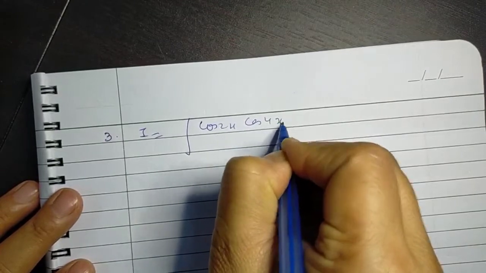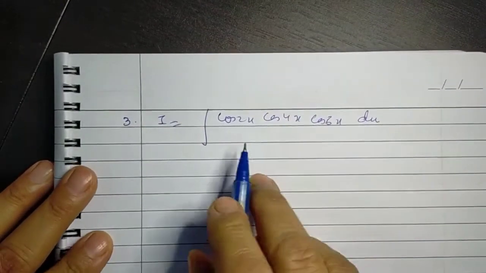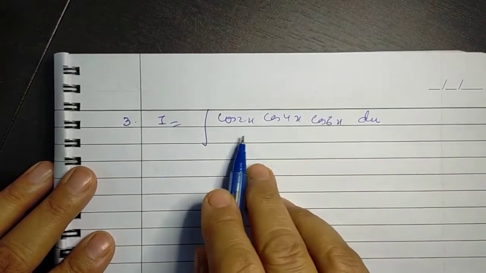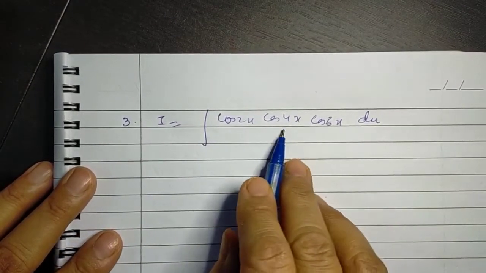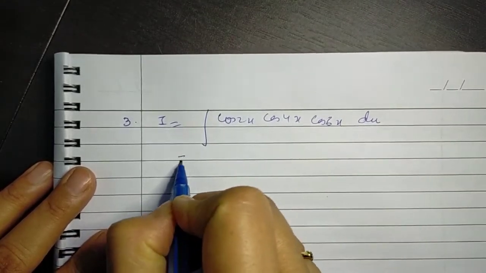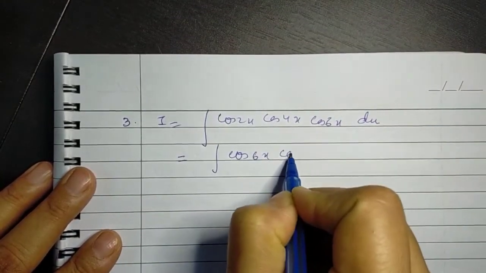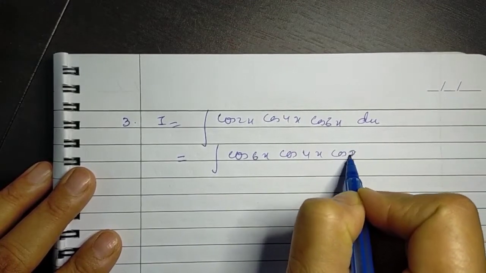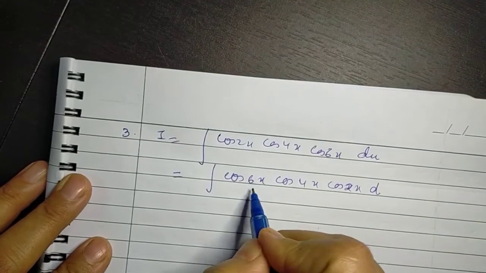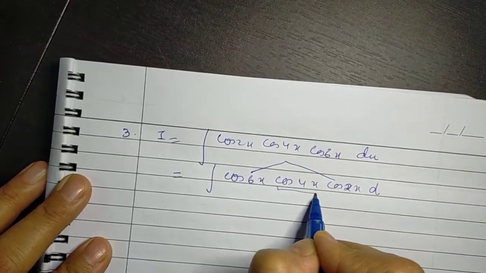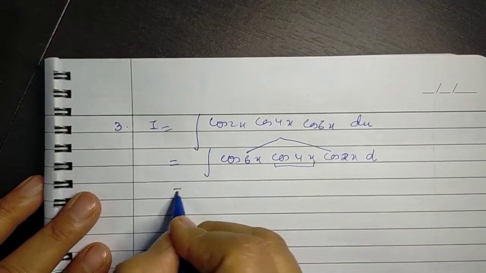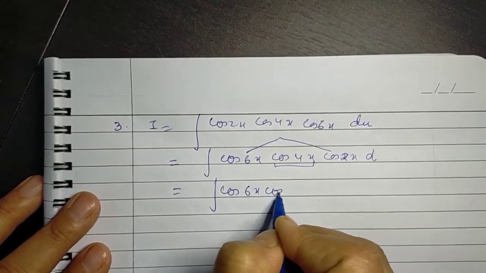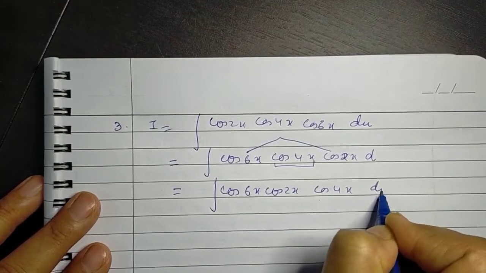Okay, so now suppose we take the third question. In the third question we have cos 2x cos 4x cos 6x, a product of three cosine functions. So as we had done in class 11, the same way we'll do it here also. First thing we will do is write them in descending order of angles. Once that is done, we combine the extreme angle terms together, and the middle one is taken separately. So it comes out to be cos 6x cos 2x cos 4x dx.